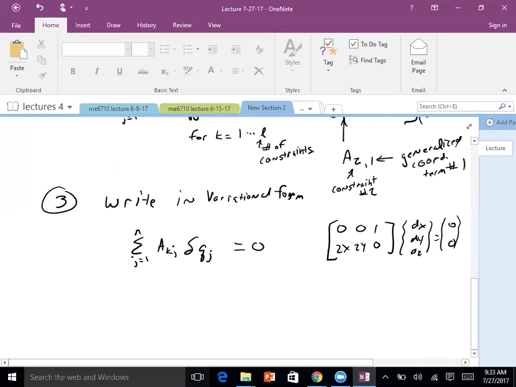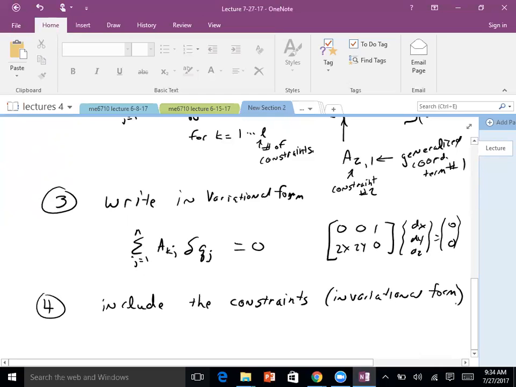And then the last step. Include the constraints in variational form. Your matrix equation. Yep. Let's go dx dy. Ethan, you're very good. It should be our delta. That should be our variational form. Thank you. That was important for me. Good call.